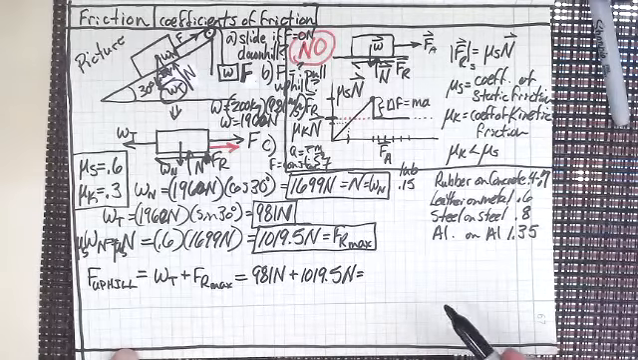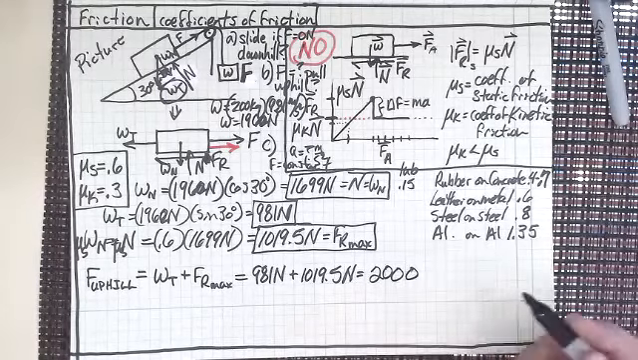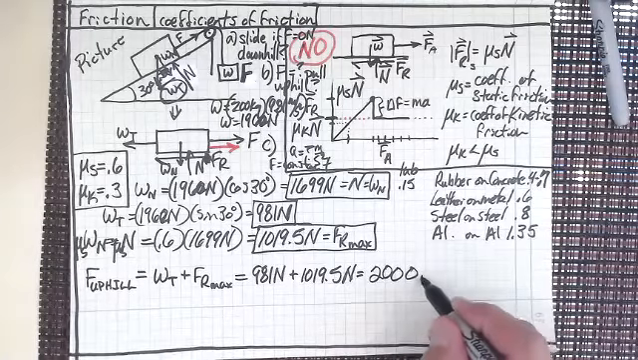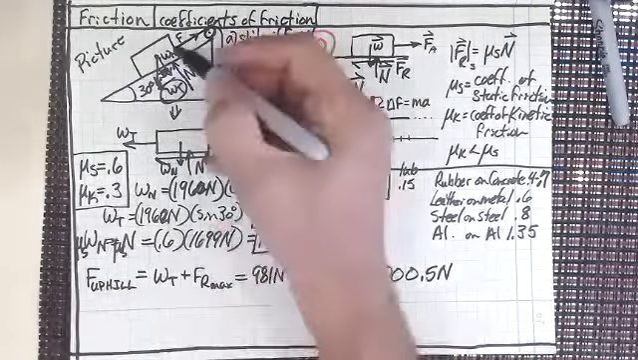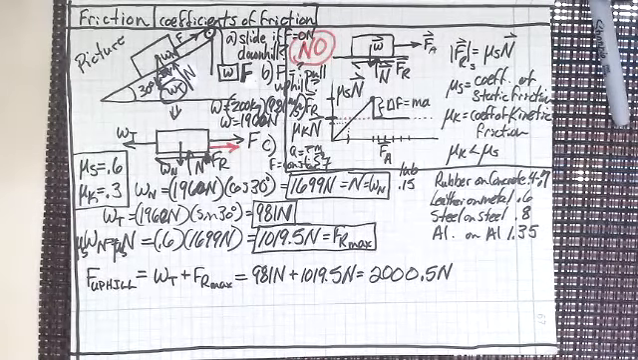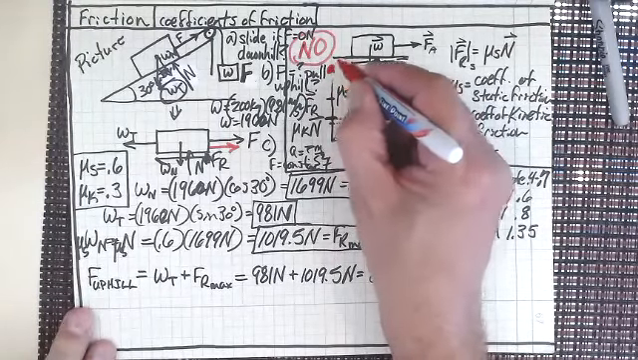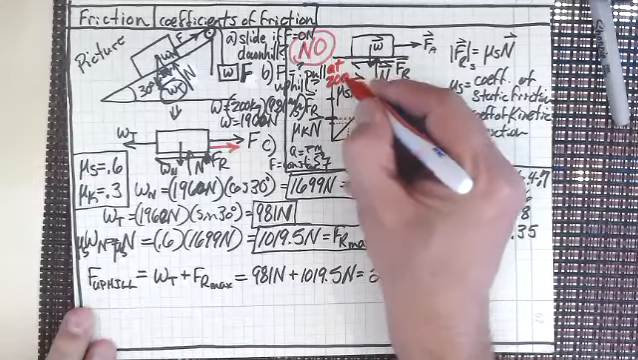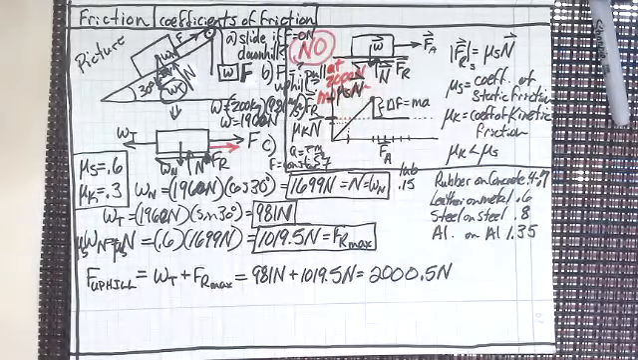So to start pulling this uphill, I'm going to need 2,000.5 newtons. Does everyone see that? And as soon as I get to 2,000.5 newtons, what's going to happen? Motion. So at 2,000 newtons, motion.